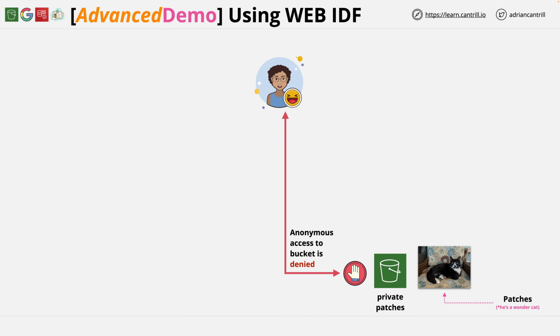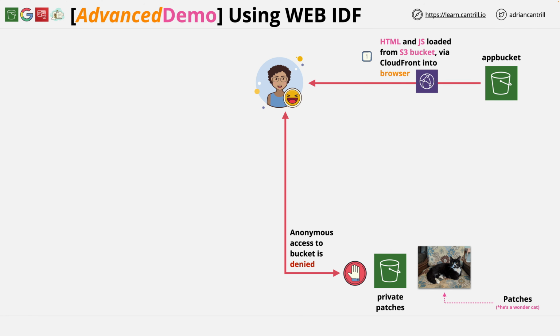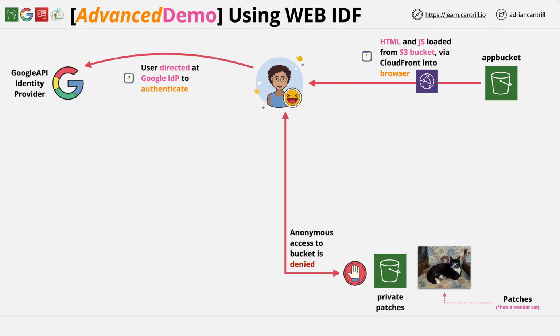So what you're going to be implementing is a system where Jenny loads a serverless application which is hosted within an S3 bucket called the app bucket, and this is going to be loaded through CloudFront. Now this application contains HTML which loads in Jenny's browser together with JavaScript which runs in her browser. This is the front end to the serverless application. Now this HTML and JavaScript, which I'll call the application from now on, shows a sign-in box. So Jenny clicks that and she's directed at Google, which in this case is our identity provider.